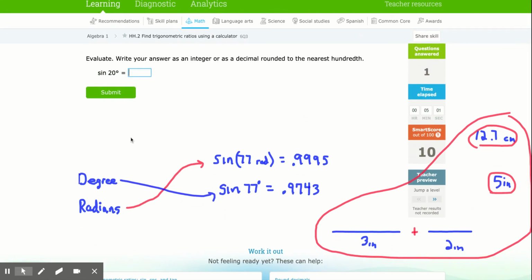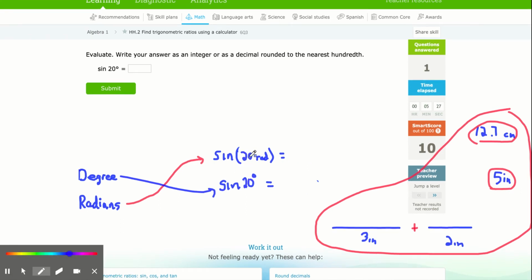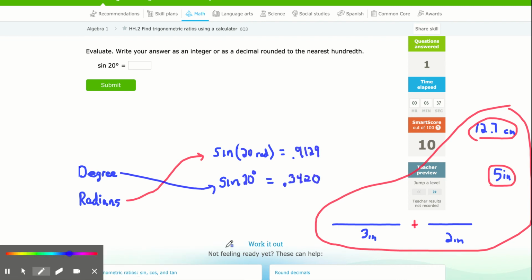So let's do the sine of 20 and see what the difference is. I've changed this now to take the sine of 20 radians and the sine of 20 degrees, and let's see how different those values are. When I took the sine of 20 radians, I got 0.9129, but the sine of 20 degrees, which is what this little circle here means, by the way, is 0.3420.